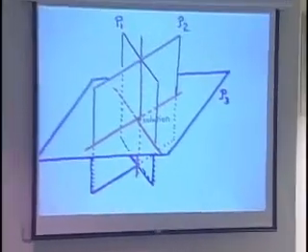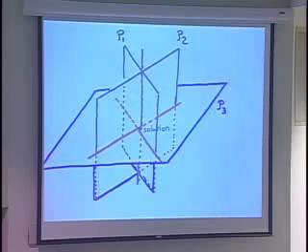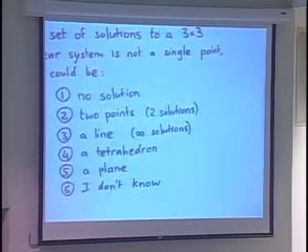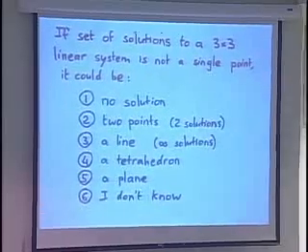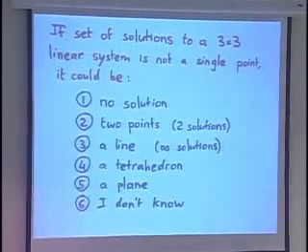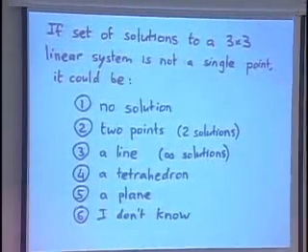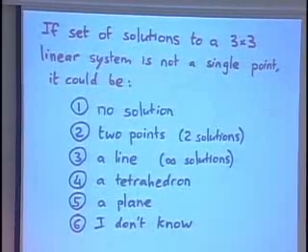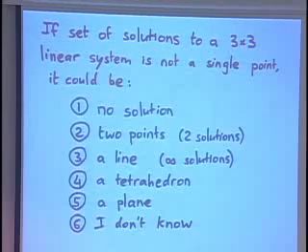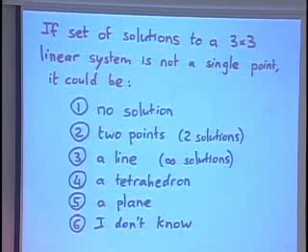So let's try to think about this question for a second. Oh, sorry, this is too far to the left. So let's say that the set of solutions to a 3x3 linear system is not just 1 point. So we don't have a unique solution that we can get this way. What could happen? What do you think could happen?